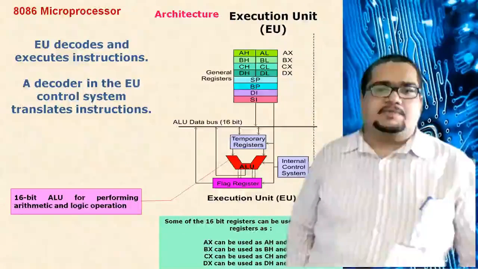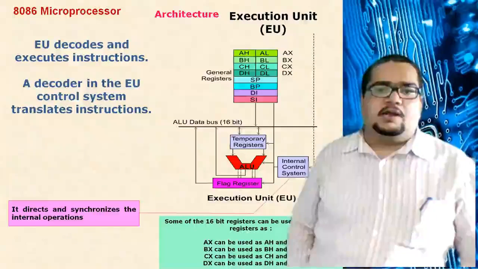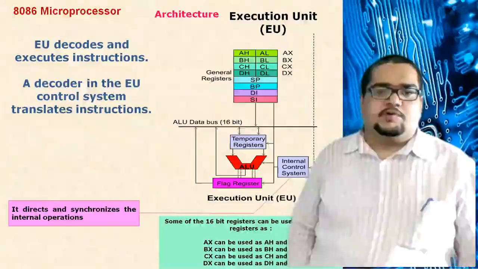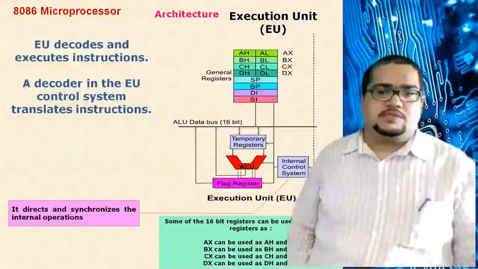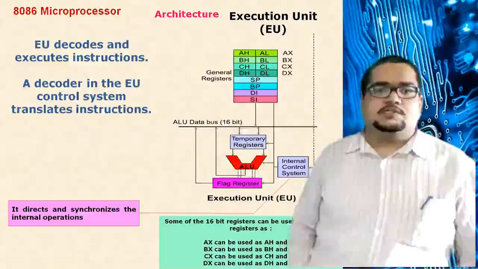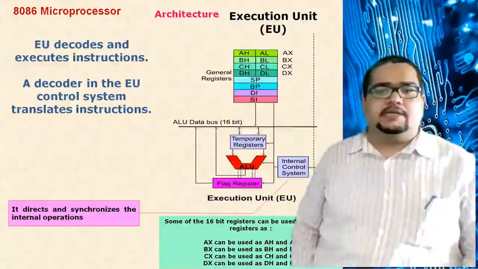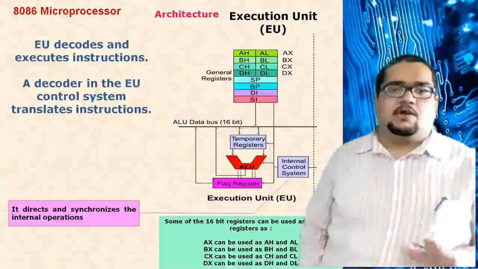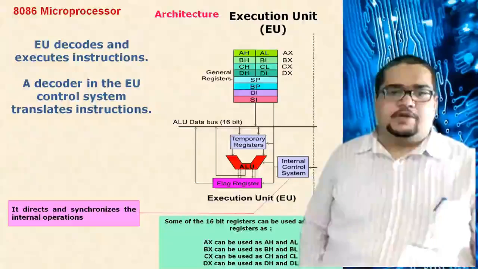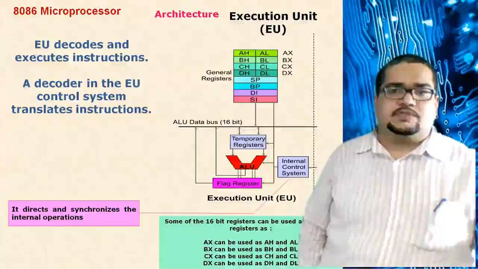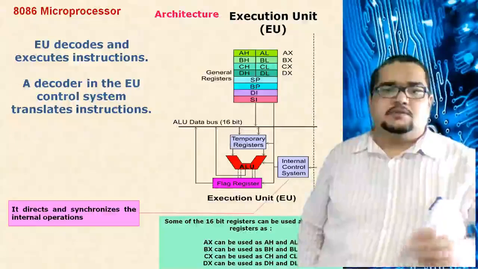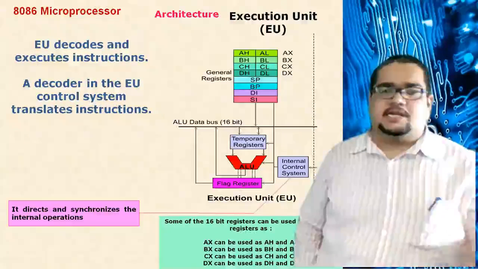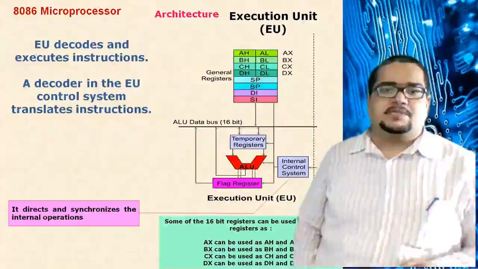So that covers the general purpose registers and the ALU, and now the control system. This control system is responsible for synchronizing all the internal operations. So it gives the control actions, that means which job has to be done first: the ALU operation, the flag indications, the activation of general purpose registers, and so on.